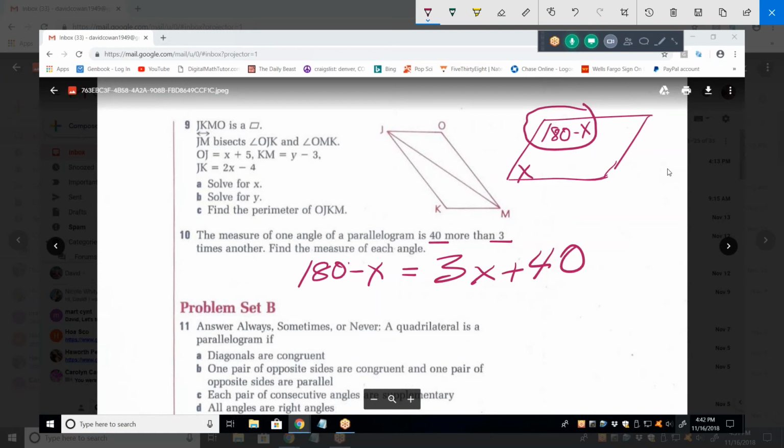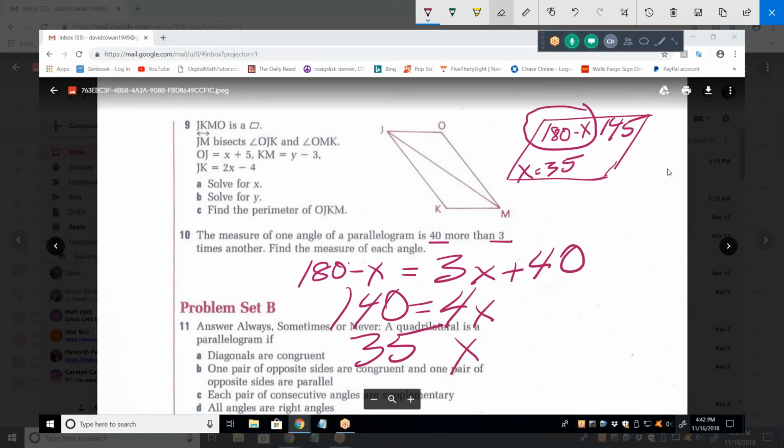And again, if you solve that, you get 4x equals 140, x equal 35. So our 2 angles are 35 and 145. Now, is that 40 more than 3 times that? Yeah, that's 105 plus 40, 145. So we solved it and checked it.